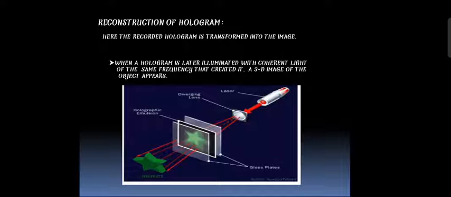Reconstructing the hologram: here the recorded hologram is transformed into the image. When a hologram is later illuminated with coherent light of the same frequency that created it, a 3D image of the object appears on the screen.